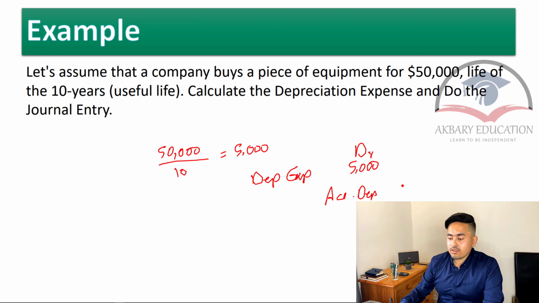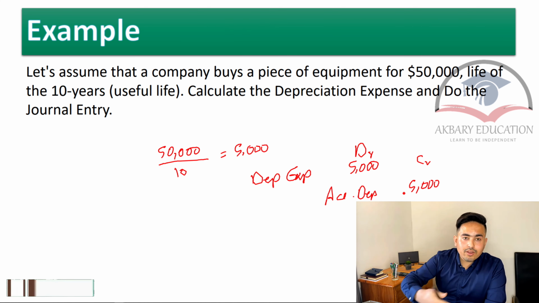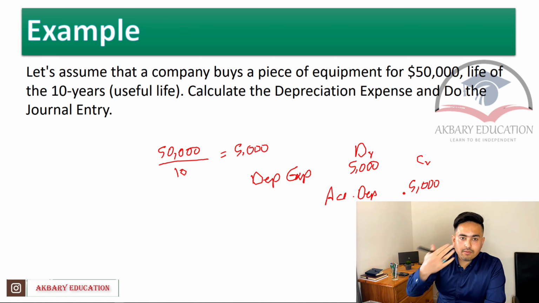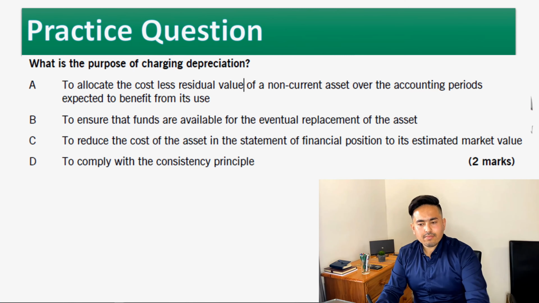accumulated depreciation will be credited $5,000. A crucial part to remember, this $5,000 is an expense, it's going to the income statement, but this $5,000 will be kept and accumulated during the years in which the depreciation is charged. This is the journal entry.